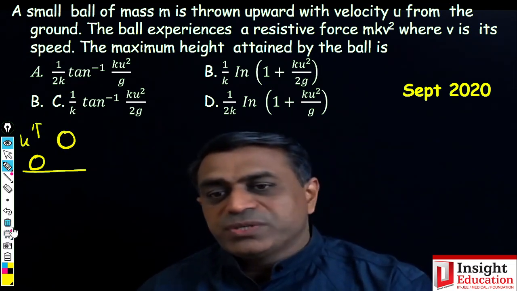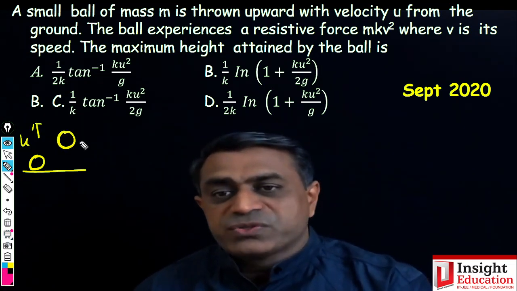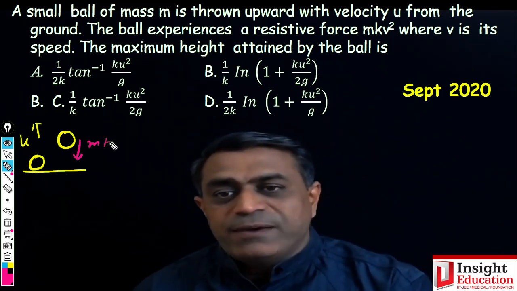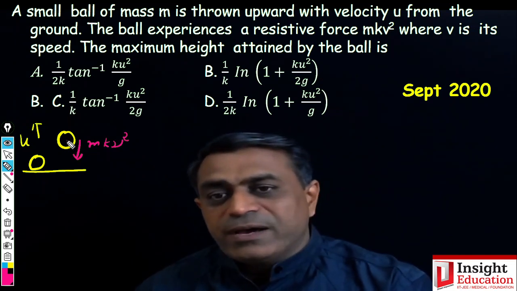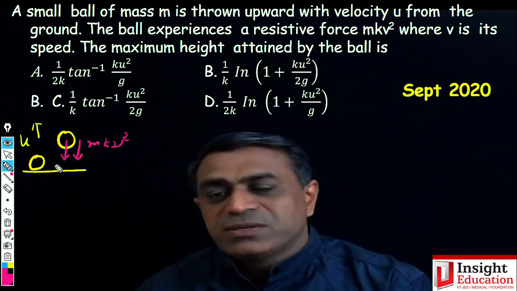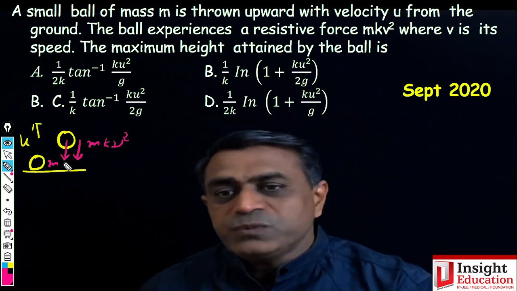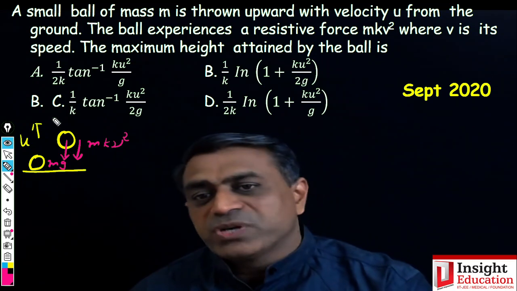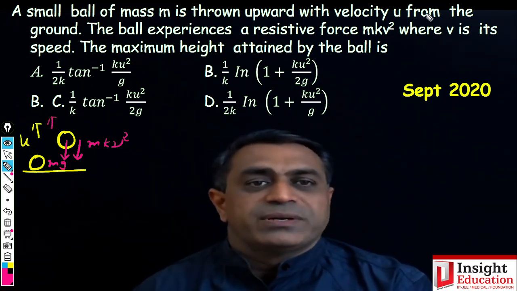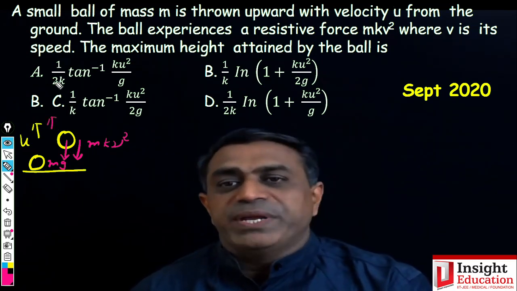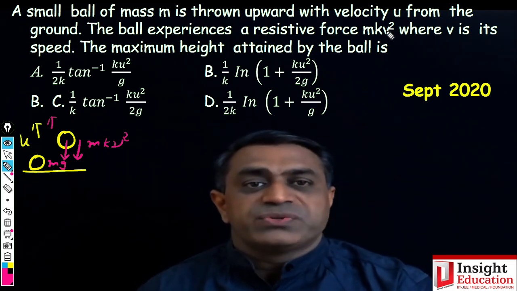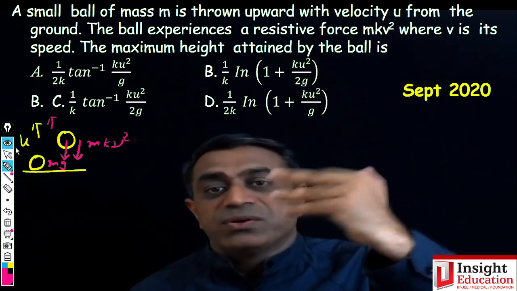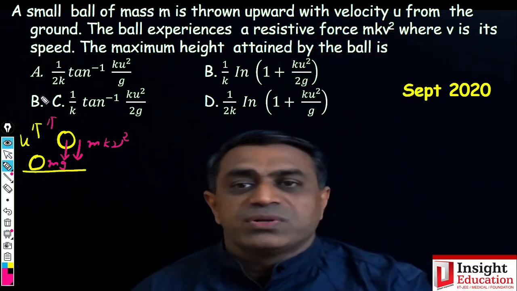Now in this situation, the resistive force is always in the downward direction, and it is mkv square. And the gravitational force, that is mg, is again in the downward direction, and the motion is in the upward direction, where v is its speed. It means the resistive force depends upon velocity. So with increase in height, velocity decreases. It means the force is also variable.